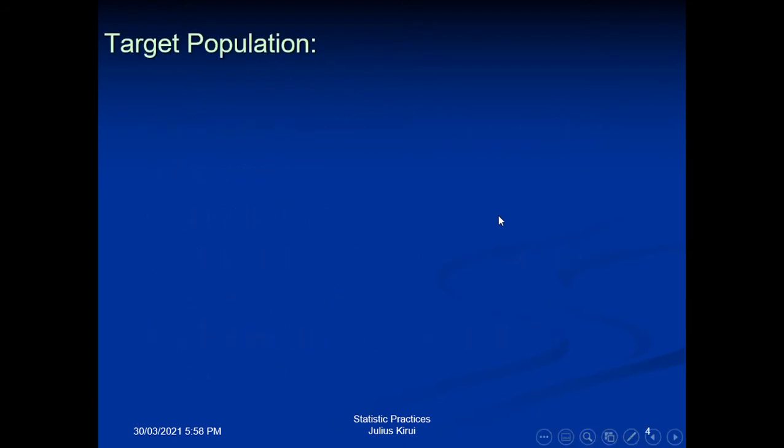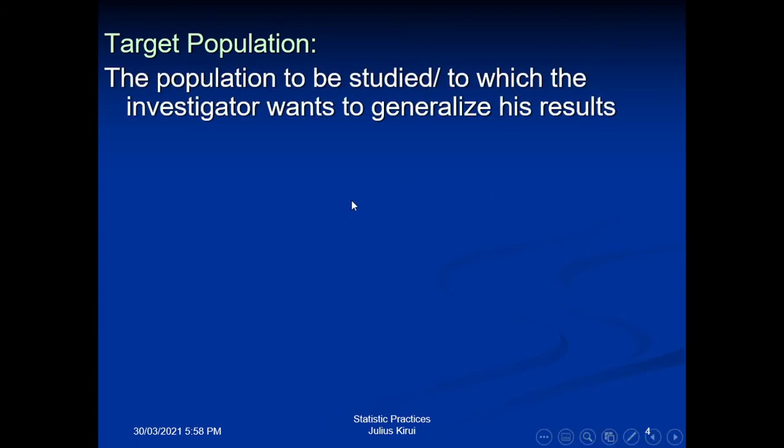So we now come to the target population. The population to be studied, to which the investigator wants to generalize his results. So remember, we have a population and then we have a target population. The target population is just a representation of the study. Which area are you focusing on? Which group? Which institution? Which campus? Which people?